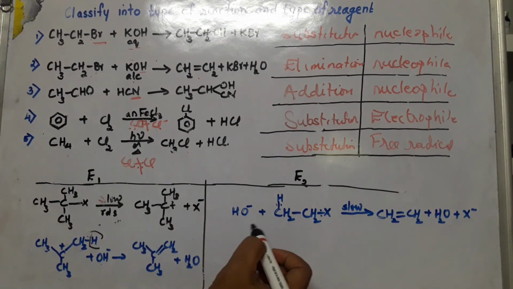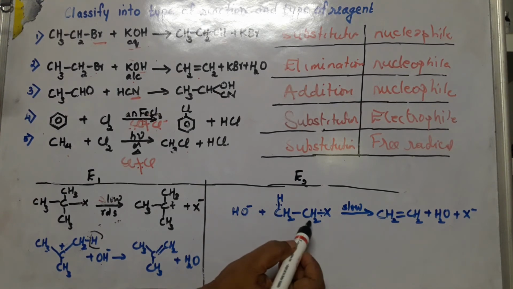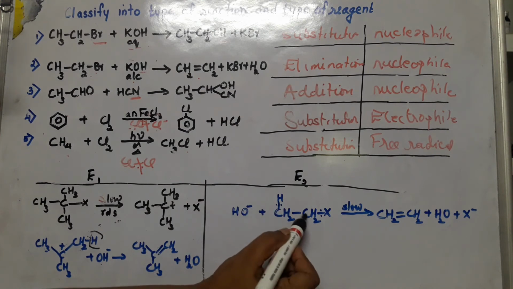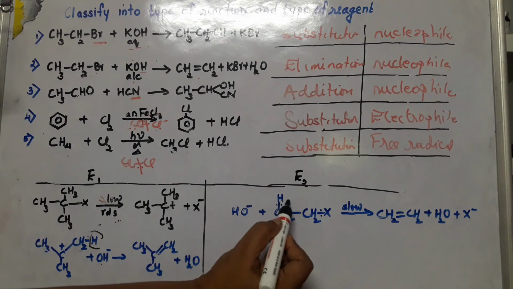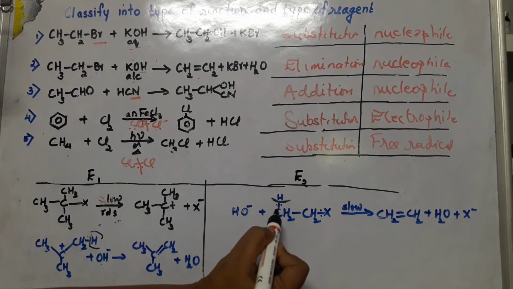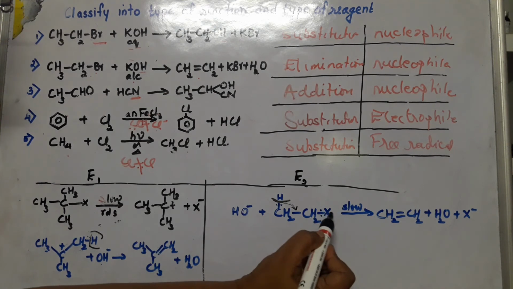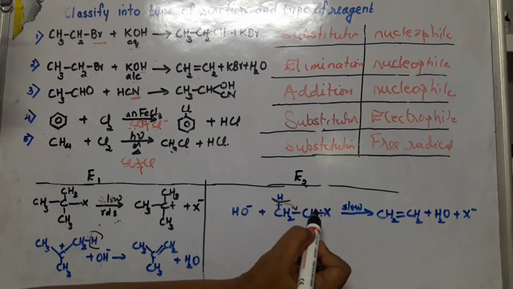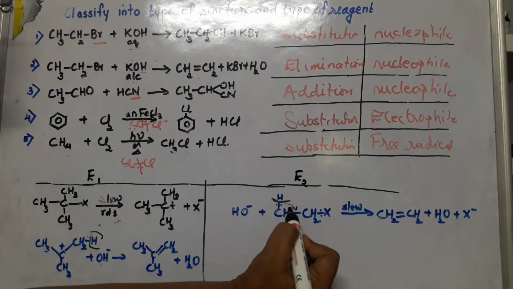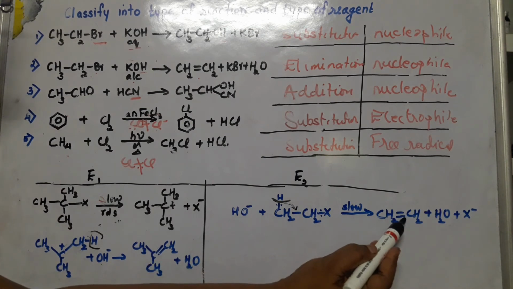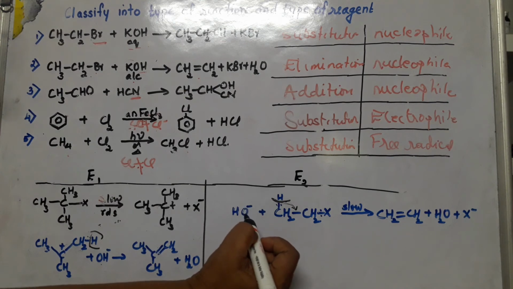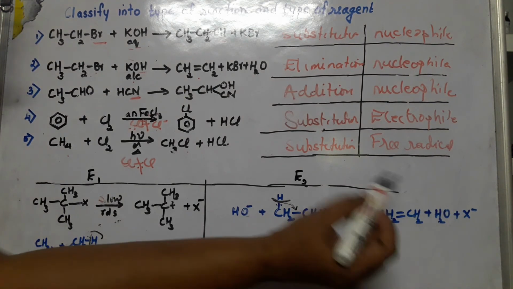Now the E2 mechanism is a single step mechanism where the attacking reagent attacks the substrate from the back side and removes the adjacent hydrogen. H plus has been removed. The pair of electrons between carbon and hydrogen is now given to this position, forming a double bond. At the same time X will leave the compound, taking the pair of electrons, and the carbon gets the pair of electrons from here, forming the double bond. So the H plus which is removed combines with OH minus, forming water, and X minus is removed.